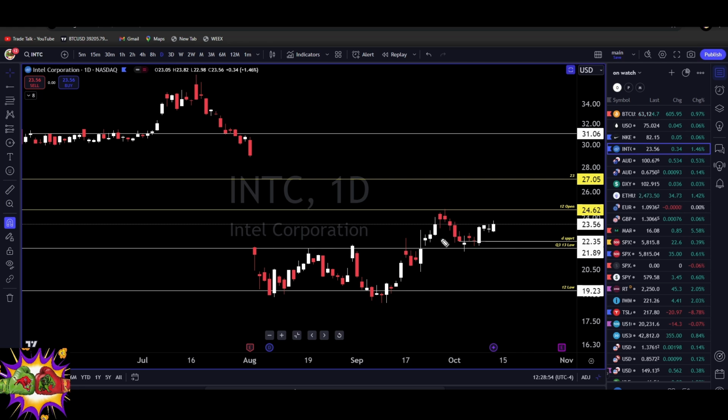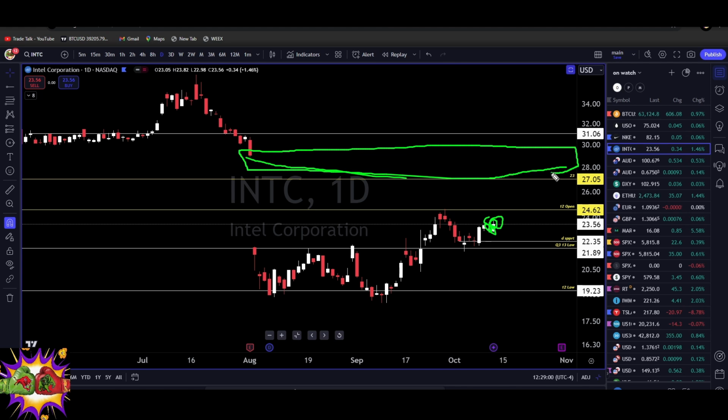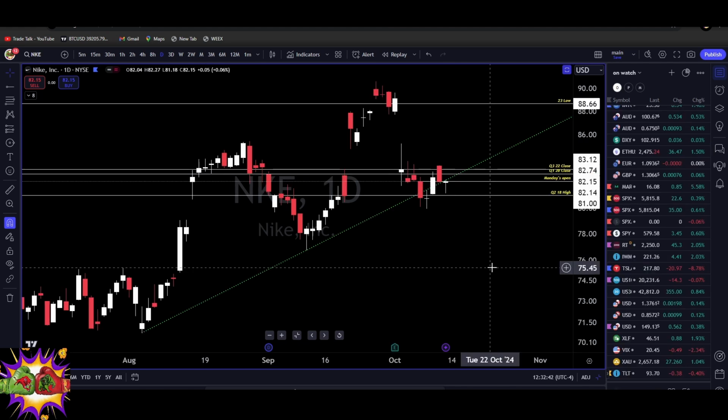So we'll see if this thing can get going, get any kind of steam. There is a gap to fill all the way up at 28, almost $29.